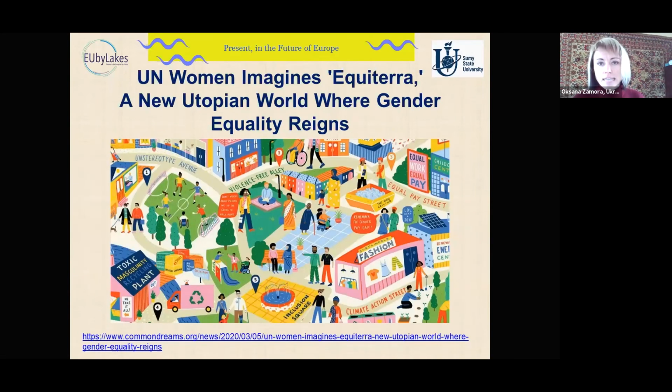The United Nations Entity for Gender Equality and the Empowerment of Women, these are two organizations, marked the beginning of Women's History Month by offering a vision of what true gender equality and justice would look like. With the help of different participants, they have created a utopian world, which they called Equiterra. You can use the link and explore it more. It's very interesting. You see that they drew it, and they also depicted small pieces of a fully gender-equal world.